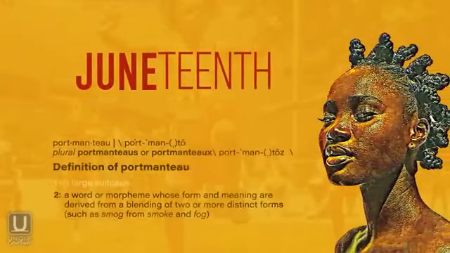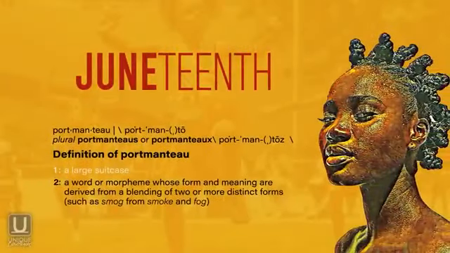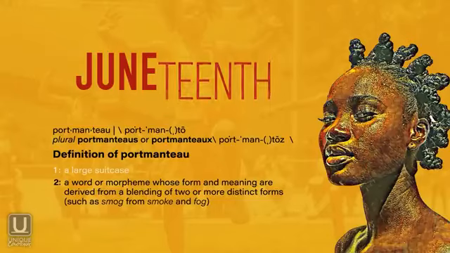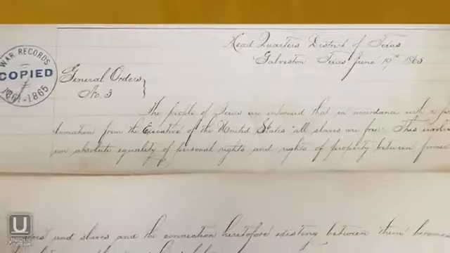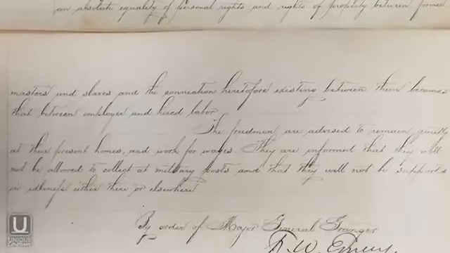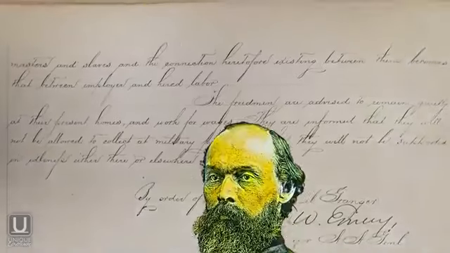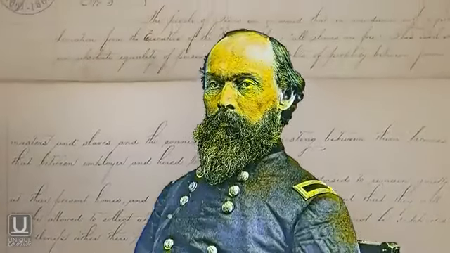The word Juneteenth is a portmanteau, a word that blends the sounds and combines the meanings of two others, in this case June and 19th. It is derived from a general order announcing the emancipation of slaves that was issued on June 19, 1865, by Union Army General Gordon Granger.